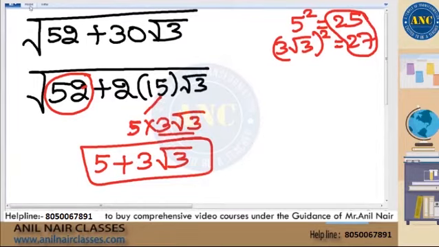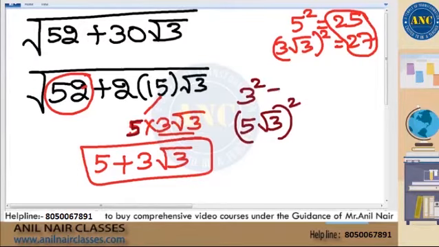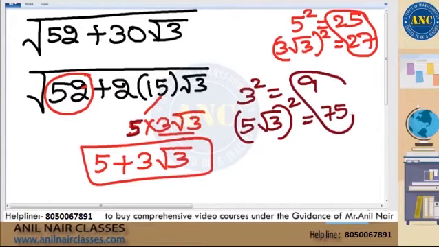You might also think of it as writing 15 as 3 into 5. First value is 3. Second value is 5 root 3. Check it out. If I add these two, this is 9 plus 5 square is 25, 25 into 3 is 75. 9 plus 75, is it nothing but 52? No, it is not 52. Therefore, that is not the right representation.